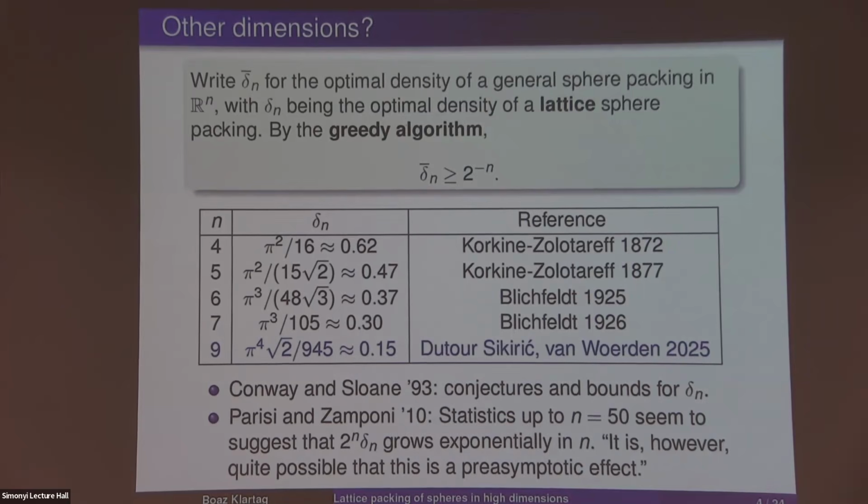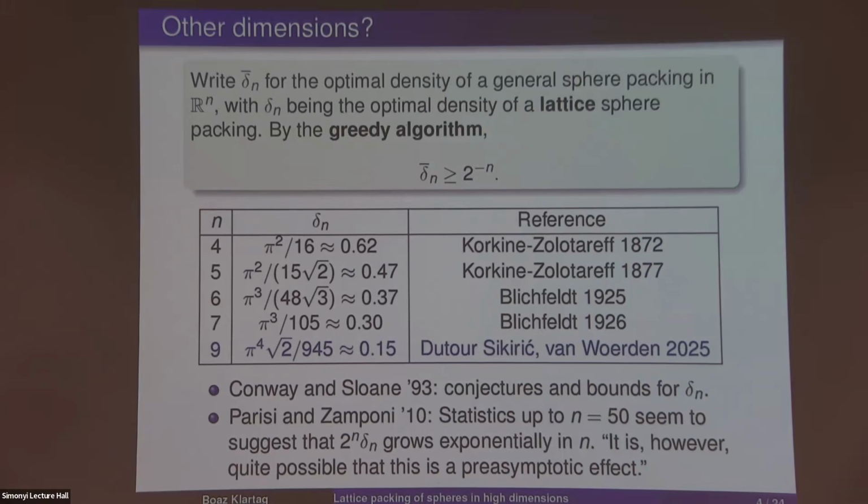There are more bounds that are known. There's a trivial lower bound for delta bar, which is at least 2 to the minus n. Why do we know that we always have a sphere packing, any sphere packing, not necessarily a lattice, with density at least 2 to the minus n? Just take any maximal sphere packing in R^n. Just apply the greedy algorithm: add the balls one by one as long as you can, and you stop when you cannot.